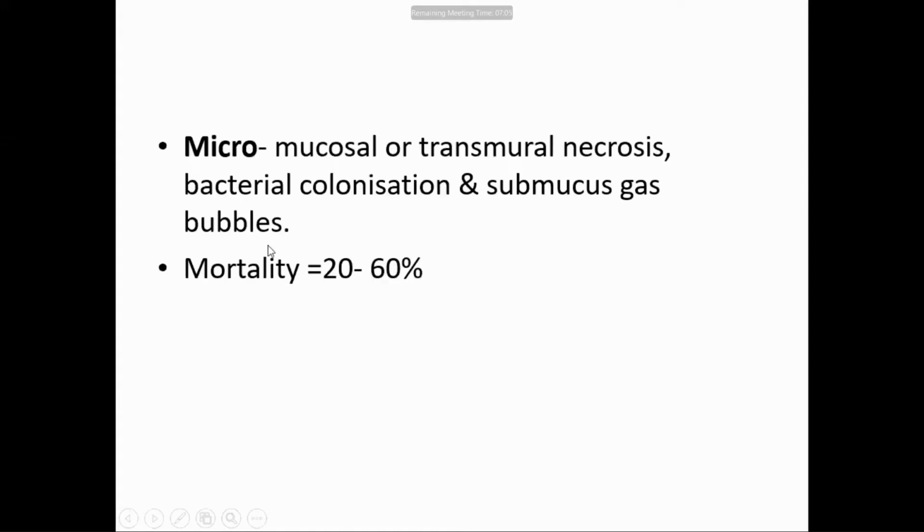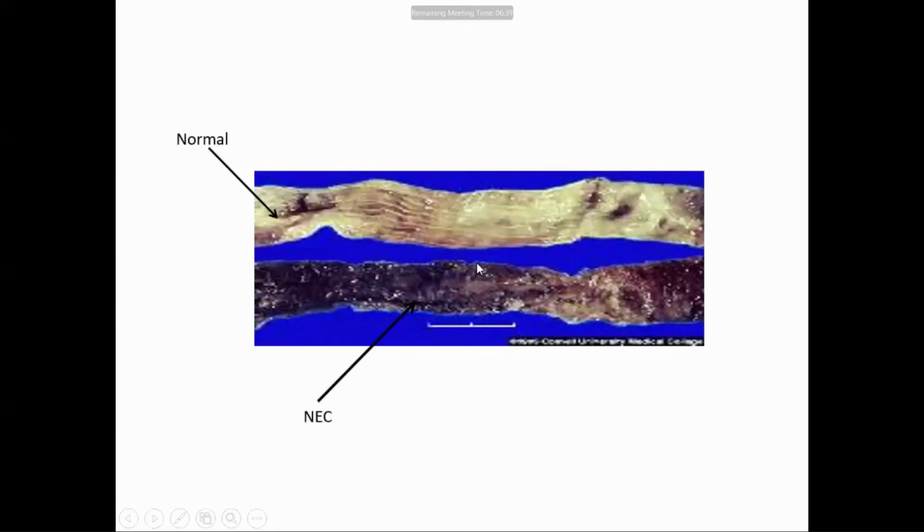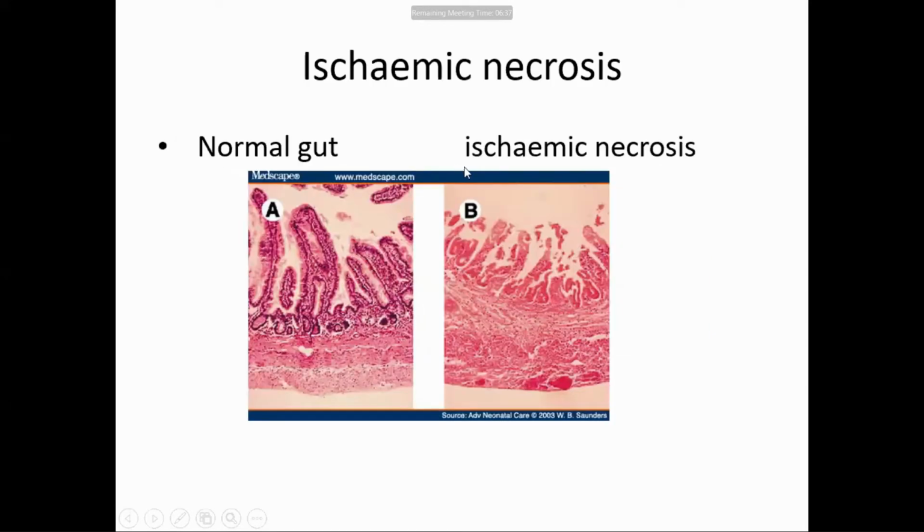Now, under the microscope, you will see mucosal or transmural necrosis. That is necrosis, infarction of the mucosa and the whole wall of the gut. Bacterial colonies you can see, and submucosal gas bubbles or subserosal gas bubbles. This is not only submucosal, there is subserosal, more common subserosal. Mortality is very high, 20 to 60%. So this is the microscopic picture.